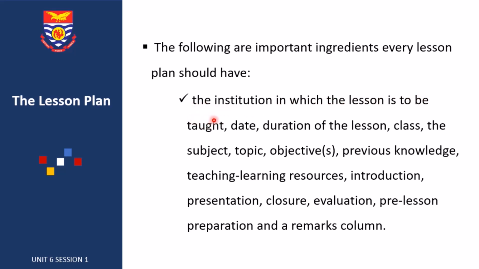You need to indicate the class, the subject, topic, the objectives of the lesson, the teaching and learning resources, how you would introduce the lesson, and then the presentation itself or the development of the lesson itself. You need to write on the closure, evaluation, pre-lesson preparation, and a remarks column to indicate whether the lesson was taught or not, some of the things you observed, etc.